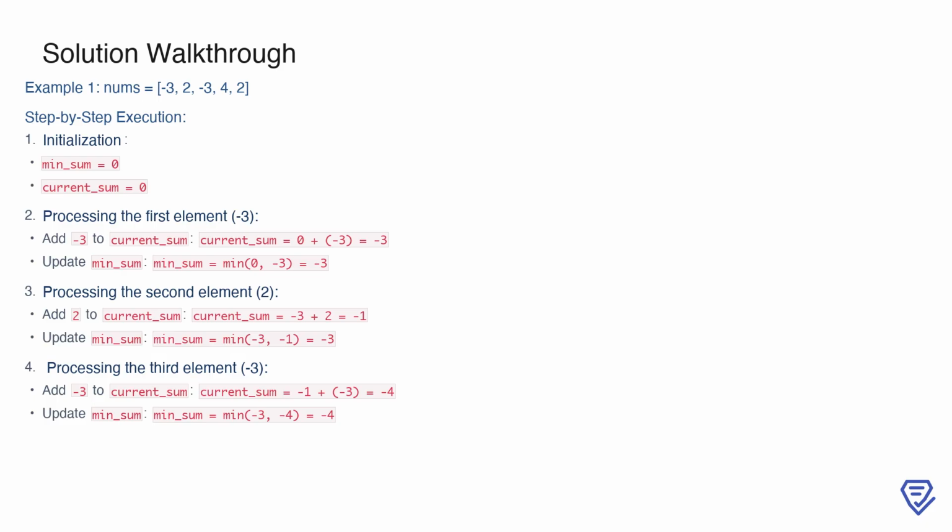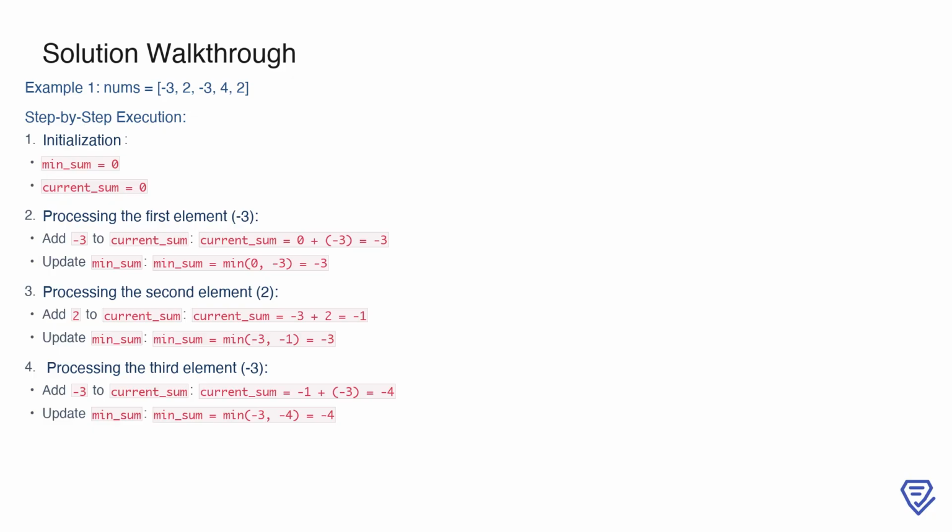Let's begin with the first example where the array is nums equals -3, 2, -3, 4, 2. To solve this, we start by initializing two variables, min_sum and current_sum, both set to 0. Now, we process each element step by step. First, for the element -3, we add it to current_sum, resulting in a value of -3. At the same time, we update min_sum to be the minimum of its current value, 0, and current_sum, which gives us -3. Next, we move to the second element, 2.